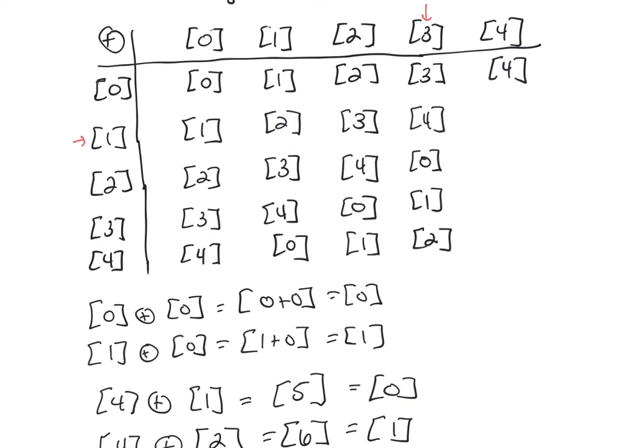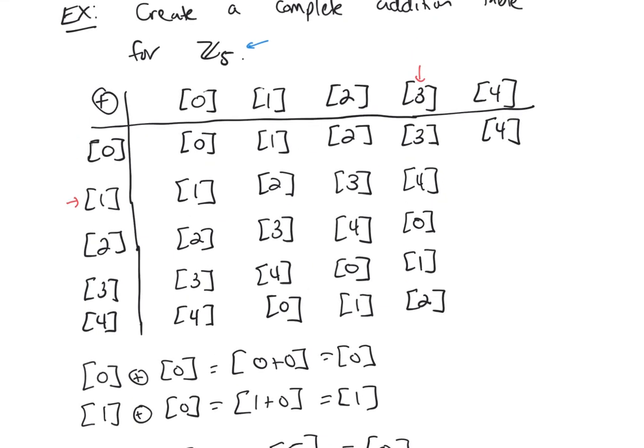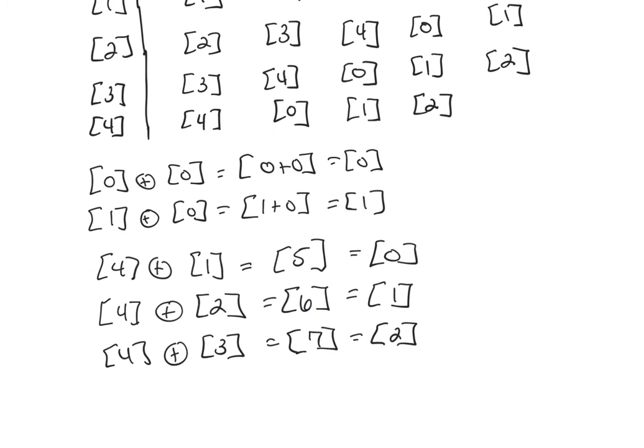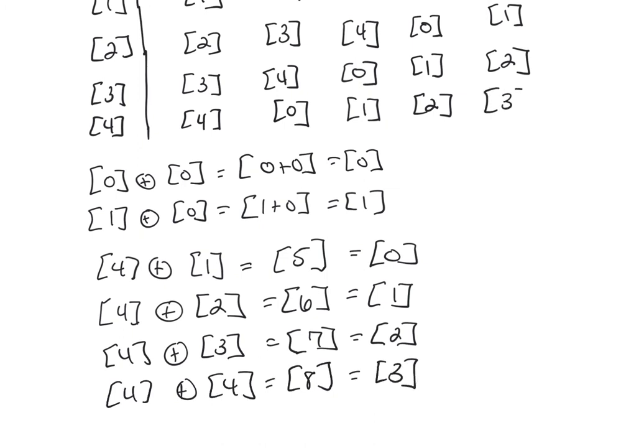And then we're going to do the last column here. So if I take 1 plus 4, that's the equivalence class of 5, which we said is 0. 2 and 4 is 6, which is the same thing as 1. 3 and 4 is 7, which we said is 2. So the last one is 4 plus 4. If I add 4 plus 4 together, you get 8. The remainder when I divide 8 by 5 is 3. So that's what goes here.